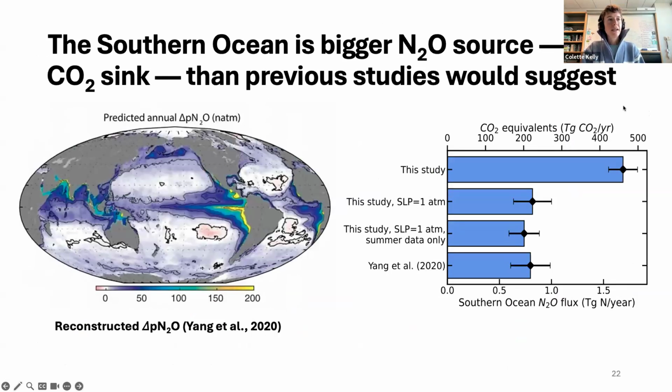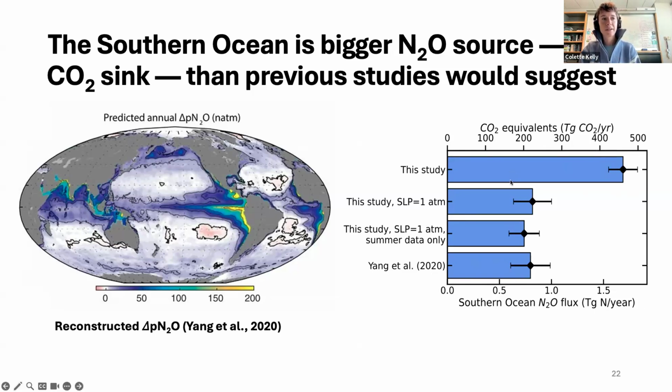And indeed, when we look at our estimate of nitrous oxide emissions from the Southern Ocean and compare it to this previous study that relied on a shipboard data set that was biased towards the summertime and very smooth barometric pressure fields, we see that our estimate of the Southern Ocean nitrous oxide source, and thus the carbon dioxide uptake offset, is much bigger. This is what this previous study was estimating.